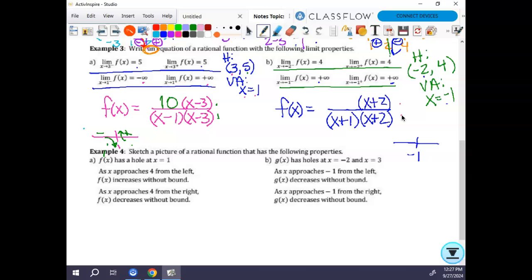To the left of negative 1, I can put negative 2. So I'd have basically 1 positive over negative 2 minus 1 makes that negative, which means it goes like this. If I substitute in something greater than negative 1, like 0, I'd have 0 plus 1, which is positive, and it goes like this. Okay? So is that what this says here?